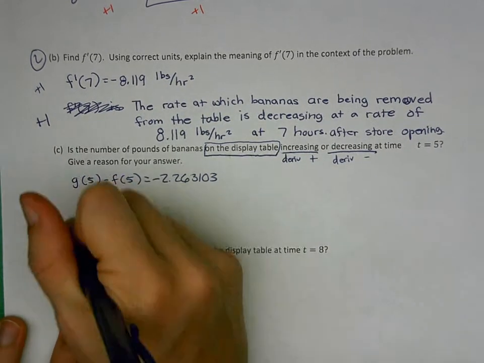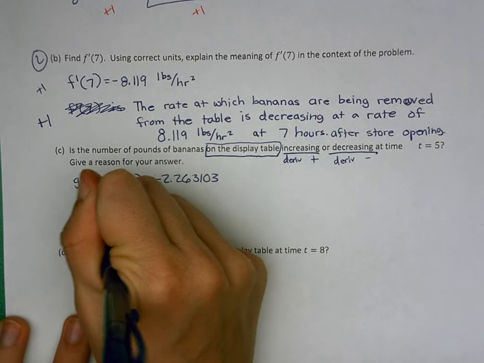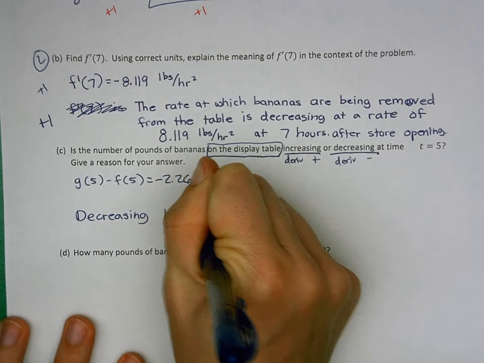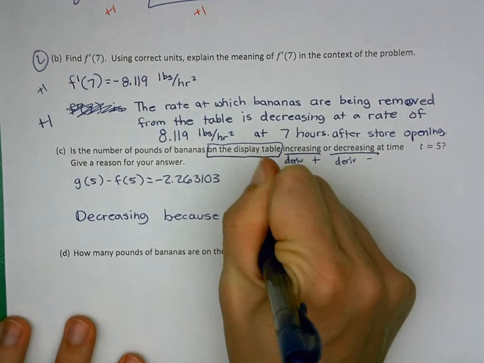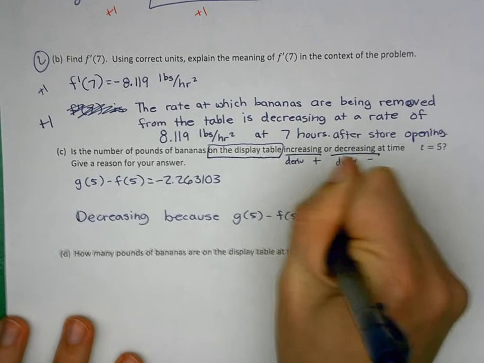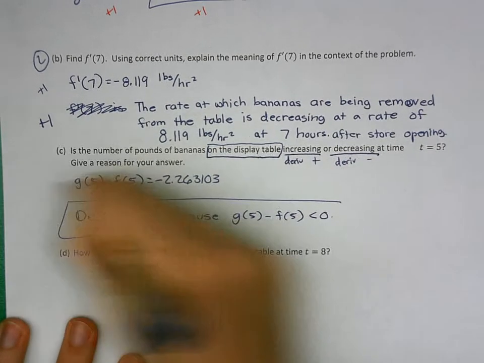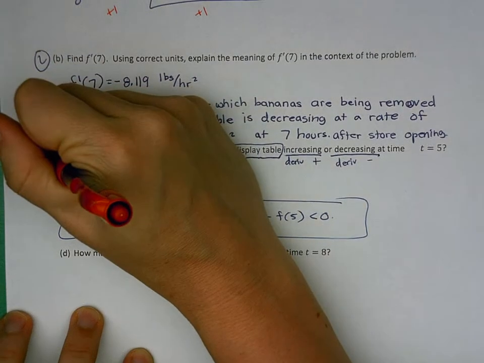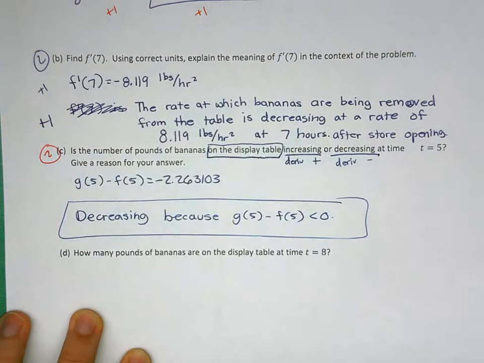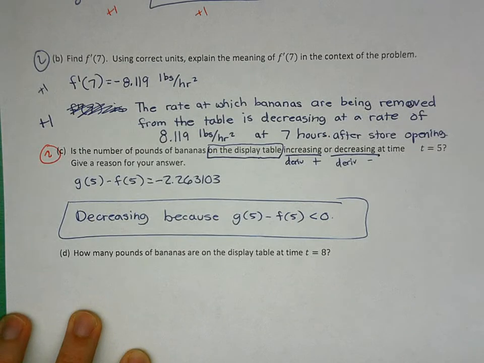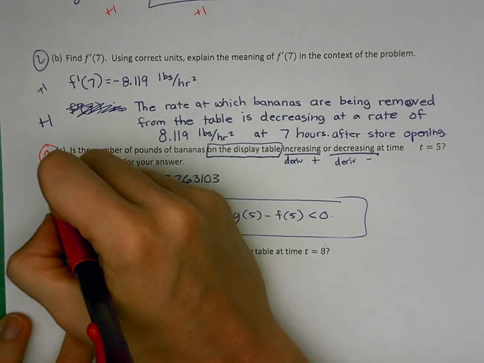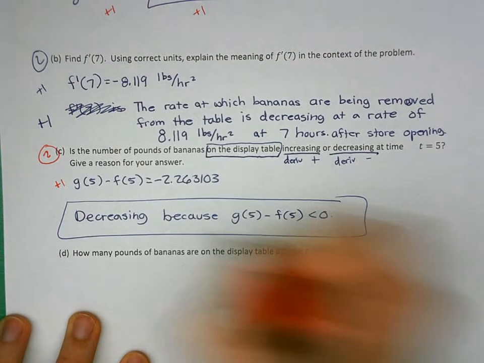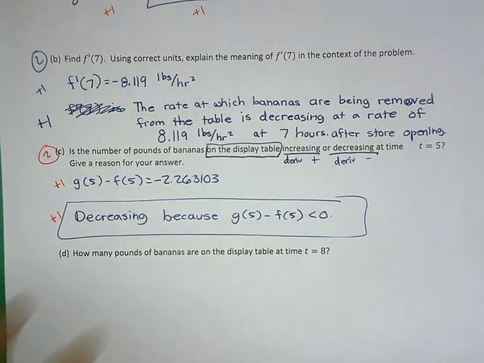So what are we doing? We are decreasing because g of 5 minus f of 5 is negative. Well, there's my red pen. Okay, this one was also worth 2 points. 1 point was for considering f of 5 and g of 5. 1 point was for answer with reason.